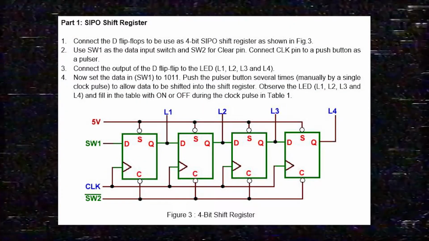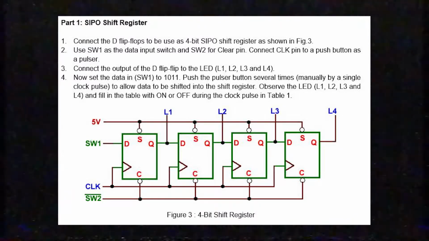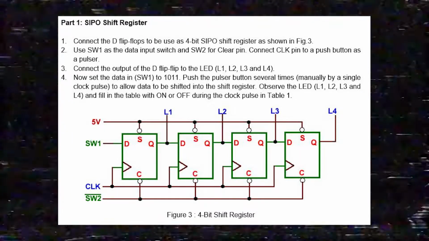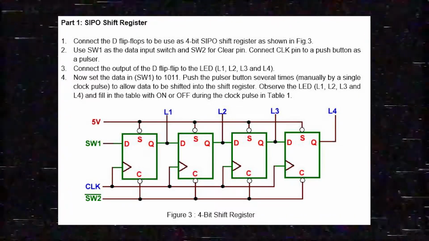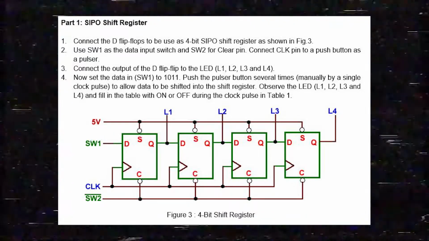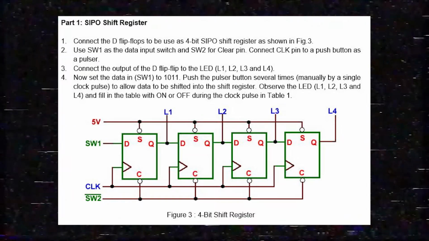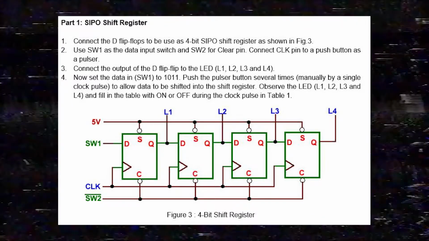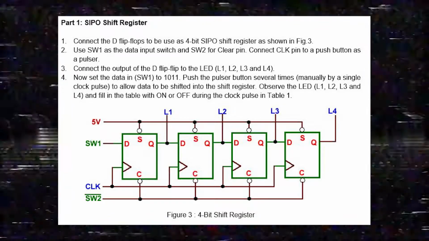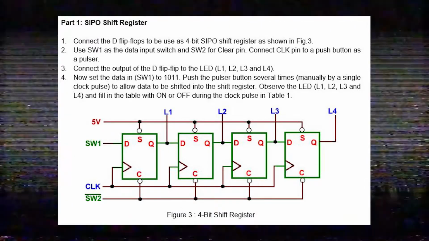Okay, moving on to the procedure, which is the first phase, part 1, the SIPO shift register. Basically, what we have to do is connect the D flip-flops to be used as a 4-bit SIPO shift register as shown in this figure, and we use 3 switches. One is used as data input, the second is for the clear pin, and the third is a push button used as a pulser. The data given to us is 1011, which is set using switch 1. Switch 2 is used as a clear button, while the push button is the pulser button to allow data to be shifted into the shift register.